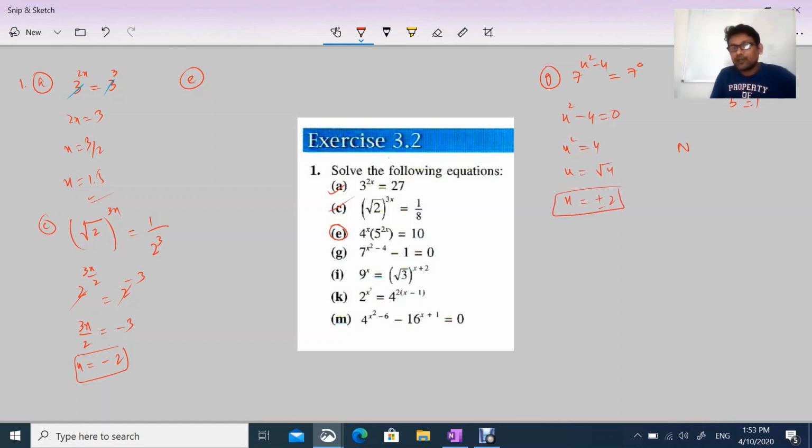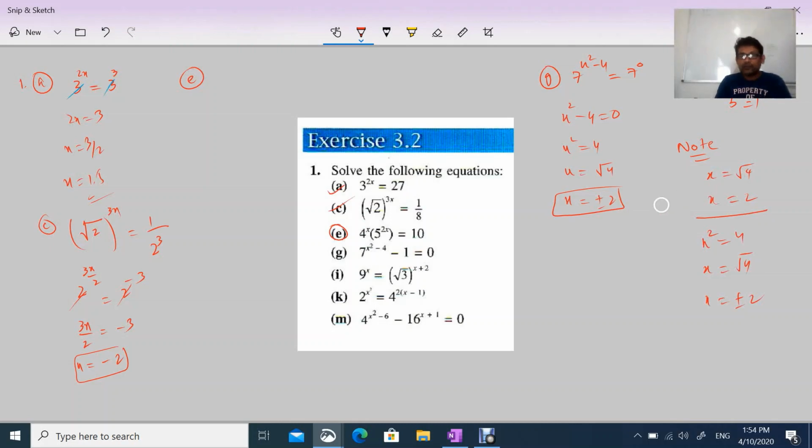Please note it down. Whenever I have this situation, I always write: when the root is already given in the question, like under root 4, you always give the positive answer, 2. But when the question is given as x square equals 4, then when you apply the root, you have to write plus minus. This is very important. When the root is already given, just write the positive answer. But when we apply the roots, we have to give plus minus.